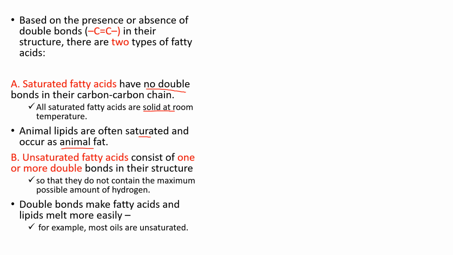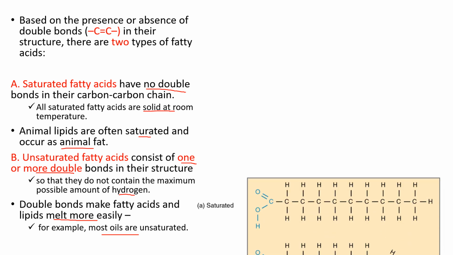The second one is unsaturated fatty acid, which consists of one or more double bonds in its structure, so that they do not contain the maximum possible amount of hydrogen. Double bonds make fatty acids and lipids melt more easily. For example, most oils are unsaturated.